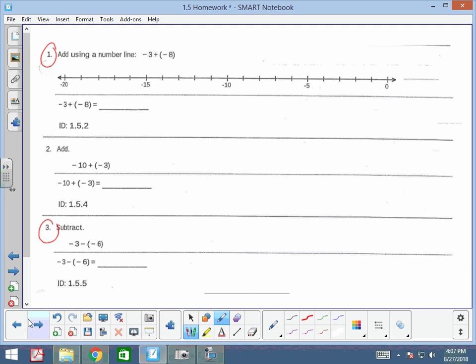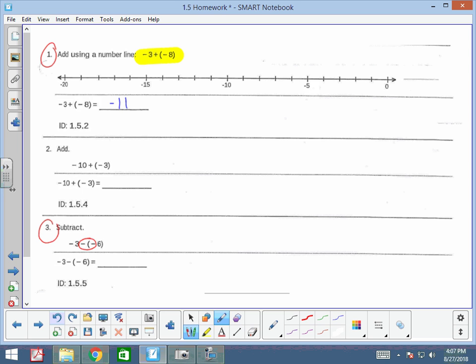All right, the first one said add using a number line, -3 plus -8. Now, you do not need to add using a number line. You can use the rules. So -3 plus -8, we add the numbers, so that's 11, and then since they are both negative, our answer will be negative. You can use the number line if you want to, but I think it's so much easier to remember the rule.